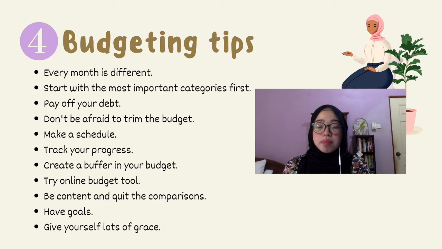Okay, make a schedule. Set up an auto draft out of our bank account to pay our obligations or loans. Okay, track our progress. Then create a buffer in our budget. Put a small amount of money aside for unexpected expenses throughout the month. Okay, try an online budget tool. Here we suggest some budgeting tool apps such as Spendee, Money Manager, and Monefy.